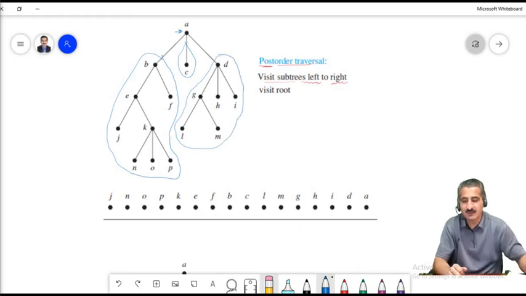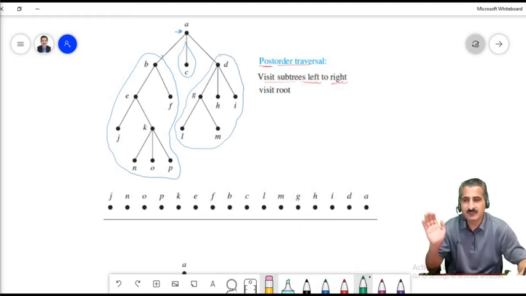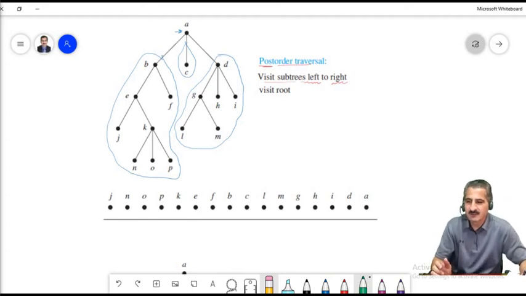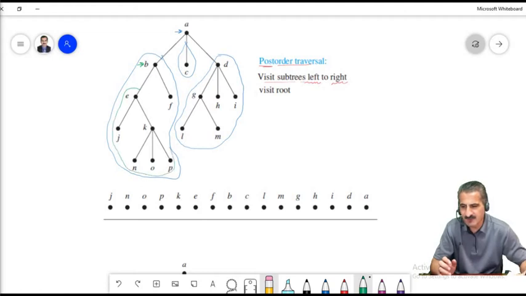Now let's go to the subtree to the left. Now it has a root B. We will not take it because we want to visit subtrees first before we take the root. So we go to the left subtree of B, which is this one, and then once we are done, we go to the right subtree of B, right?